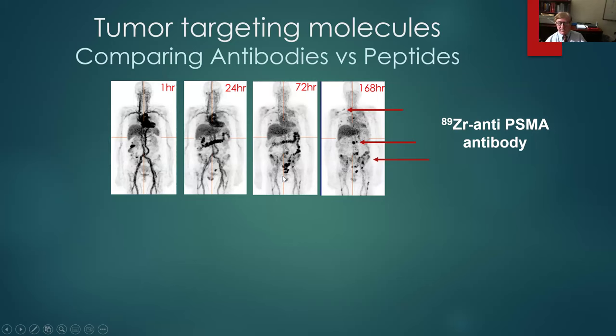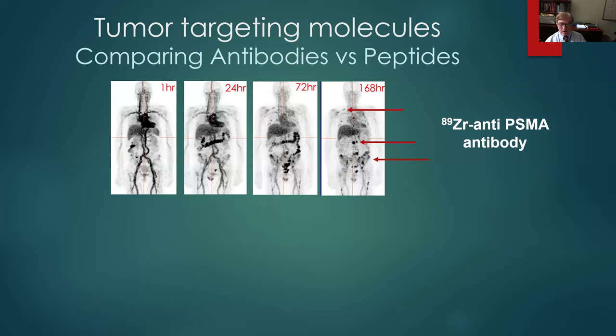You don't really see some of these lesions on the 1 and 24-hour images, and sometimes not even on the 72-hour image either. And that's because antibodies have a very large molecular weight, meaning that their half-life in blood could be 2 to 3 days. And this property is neither particularly good for imaging nor for therapy.